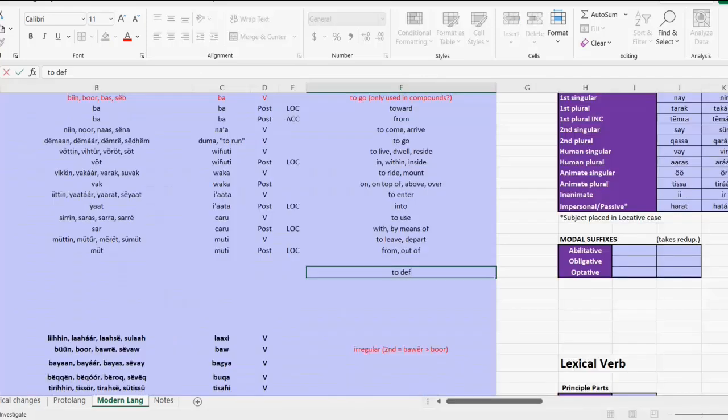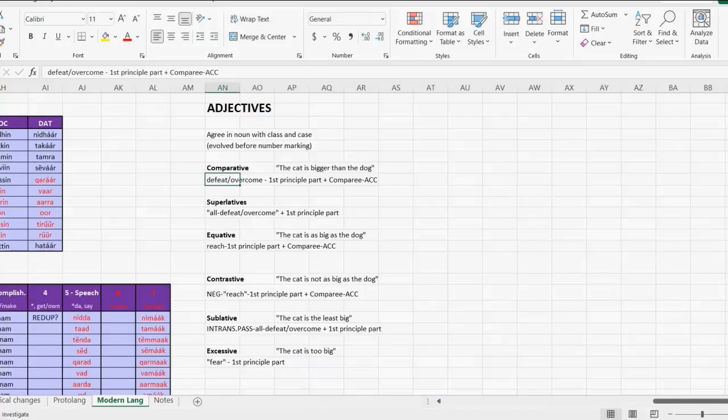So for the basic comparative, we need to defeat or overcome. And it occurs to me that, as I had it written here, we would use the converb form of this verb. So for this example, like, the cat is bigger than the dog. The cat is big while defeating the dog. We could definitely do that, and that does make sense.